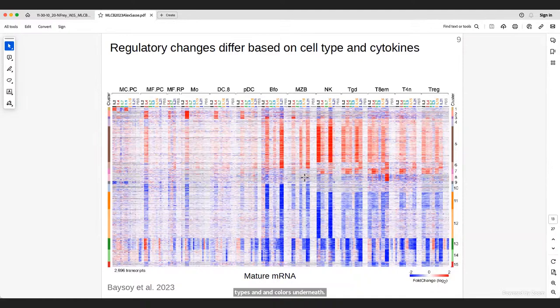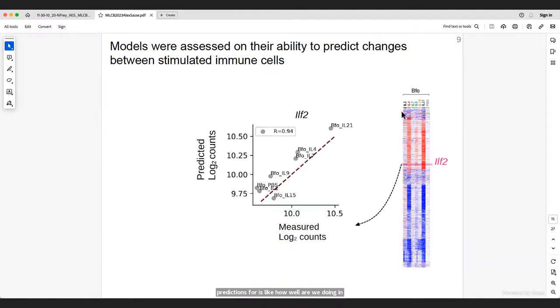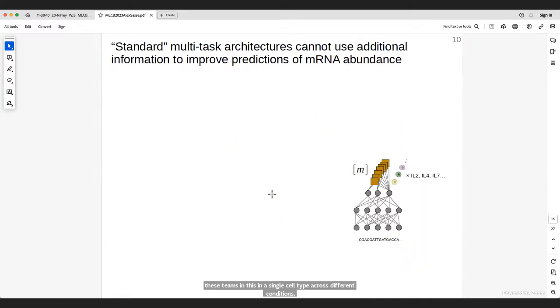We want to use a sequence-to-function CNN model to understand what are the cis-regulatory patterns that cause these changes between different stimulations. Again, while we're modeling the entire data matrix with our model, what we're actually looking at in terms of making good predictions is how well we are predicting differences in a cell type across different conditions. This is shown here for one gene as an example. So this is really what we're targeting: getting a good Pearson correlation between the measured and the predicted counts for these genes in a single cell type across different conditions. Just keep that in mind. And so, let's get back to the modeling part.